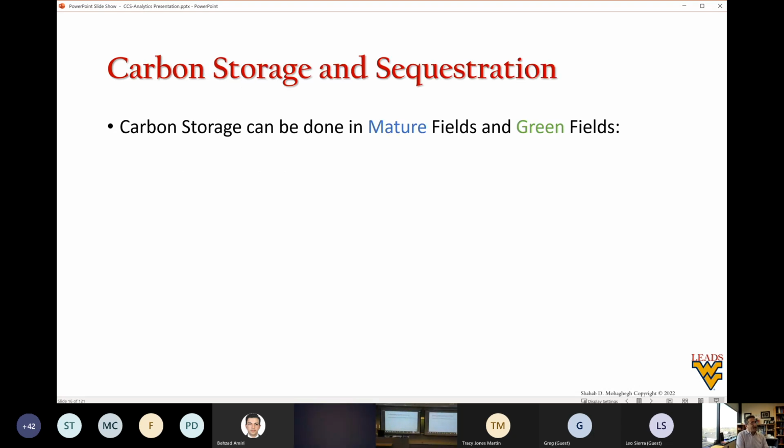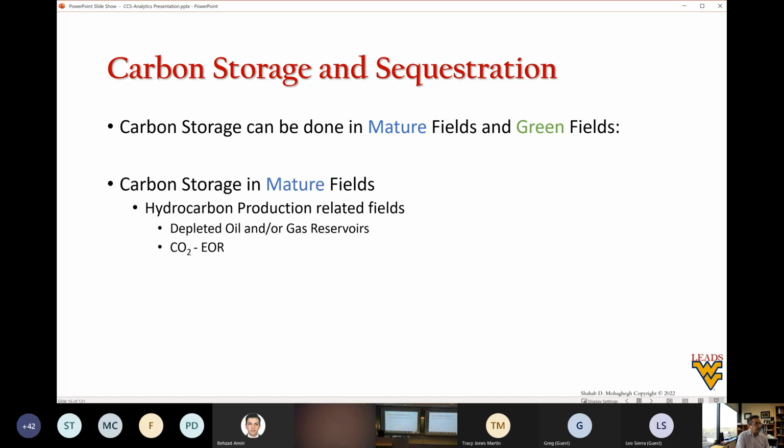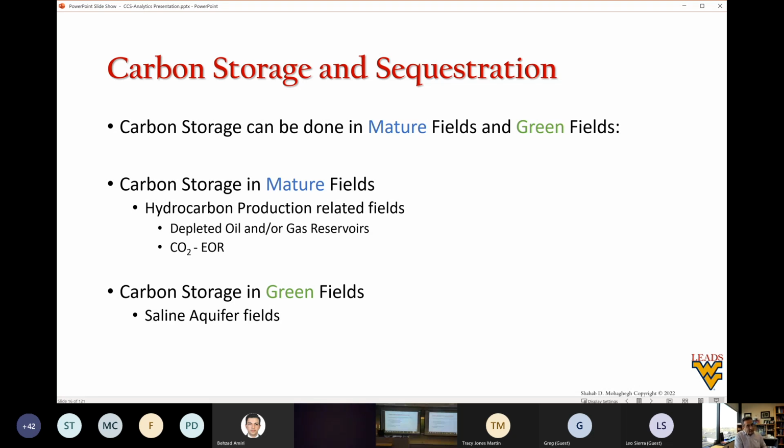So carbon storage can be done both in mature fields and in green fields. When we talk about carbon storage in a mature field, it is in hydrocarbon production related fields, which some of them could be depleted oil and gas reservoirs. Some could be using CO2 as EOR. And when it is used for saline aquifer, that is a green field. As reservoir engineers, you probably know what the difference is between mature field and the green field. Green field is a new one. Mature field is a brown field that's been produced for a while.